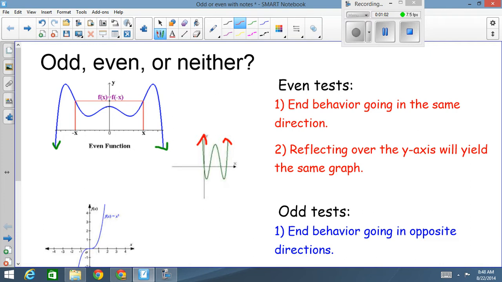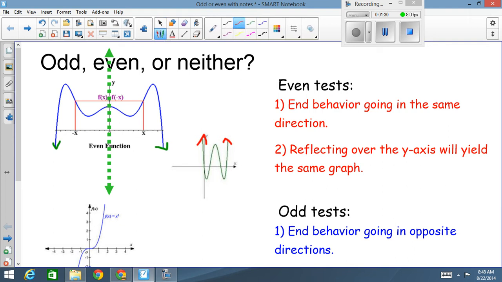The second test is that if we reflect the graph over the y-axis, we need to get the exact same graph. So let me put a dotted line here where the y-axis is, right about there. Let me move that over a little bit. And the question becomes, if I reflect over that, will I get the same thing? And the answer is yes.